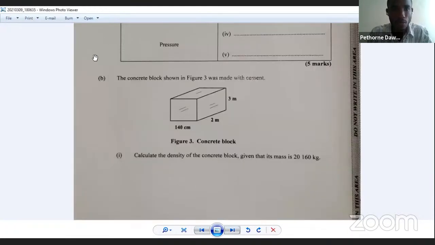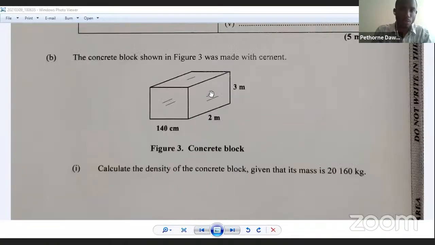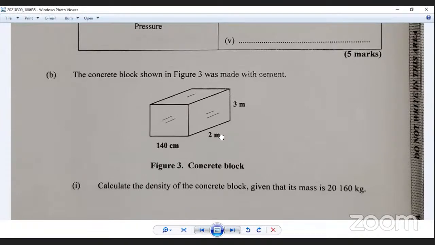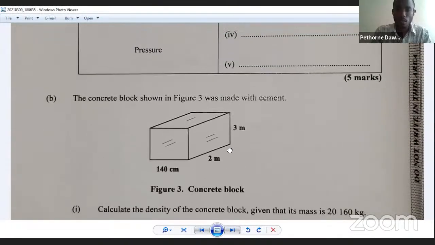Now, in terms of this question, a concrete block, figure 3, made with cement. It measures 140 centimeters wide by 2 meters long by 3 meters high. It says calculate the density given that the block's mass is 20,160 kilograms. All right, now density. What is the equation that is used to calculate density? It was mentioned up top. Mass divided by volume. Mass divided by volume. We have the mass. Mass is given.